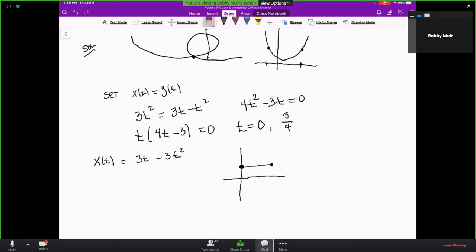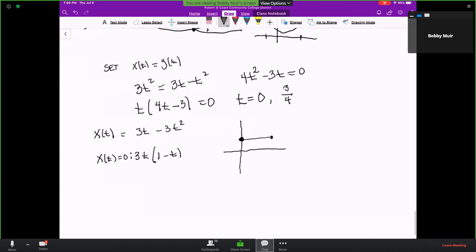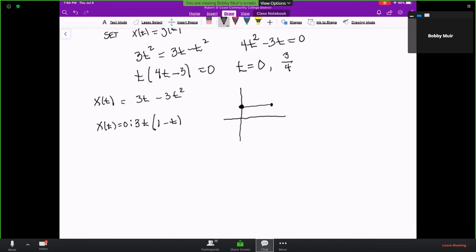Or does it? When does x of t equal 0? You factor the 3t out of here, and you get 1 minus t, right? Okay, so I think we're on to something now. t equaling 0 to t equaling 1. So it goes out and then it comes back. And if you want, we can even find how far out it goes.